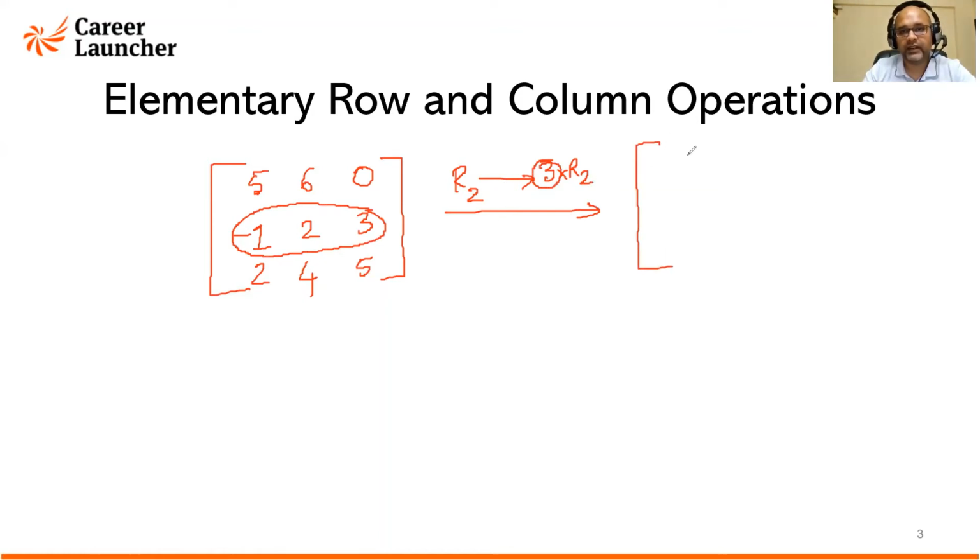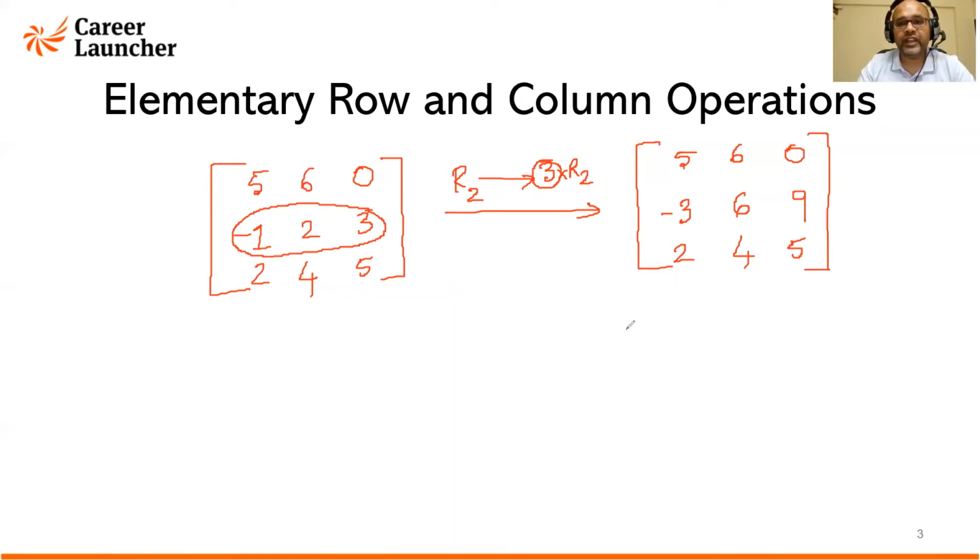So, what will I get? 5, 6, 0. Now, minus 1 into 3 makes it minus 3. 2 into 3 makes it 6. 3 into 3 makes it 9. Then 2, 4, 5. This is called a row operation with multiplication by a constant.